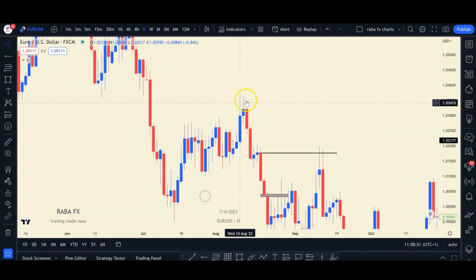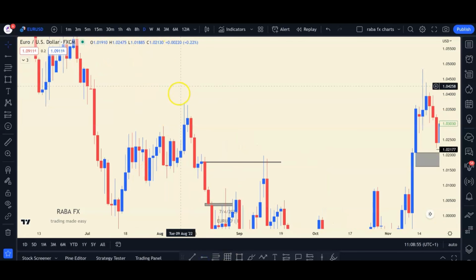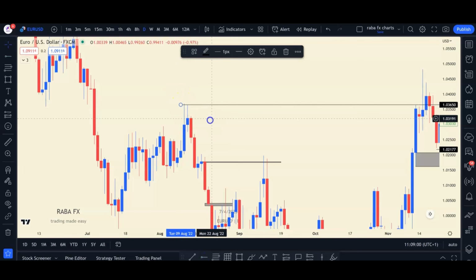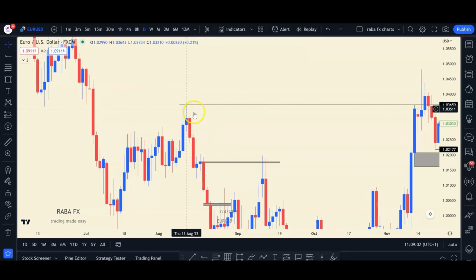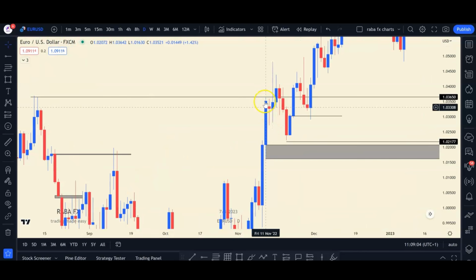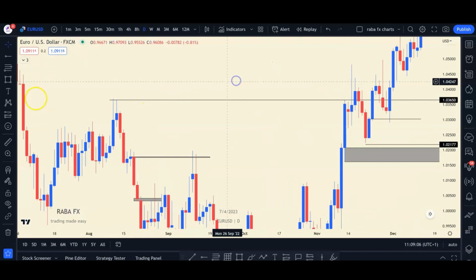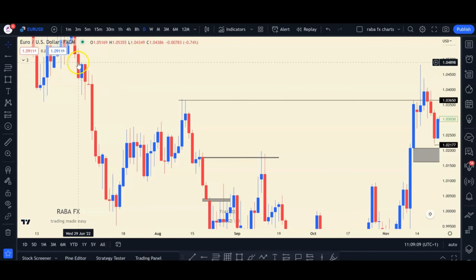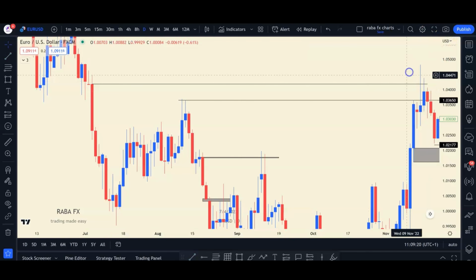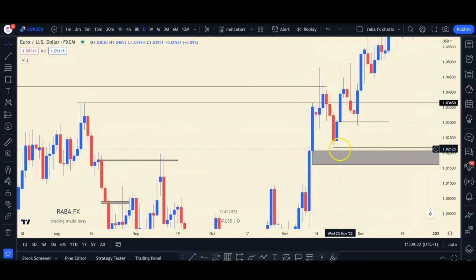Very powerful. This high did not mitigate. So what does it make this high? Put it in the comment section. What does it make this high? Yes, inducement. And as you can see, price came in, took out that high, and did what? Mitigated the open. Let me draw a line there. Price mitigated that open, and what do you see? A push to the downside.